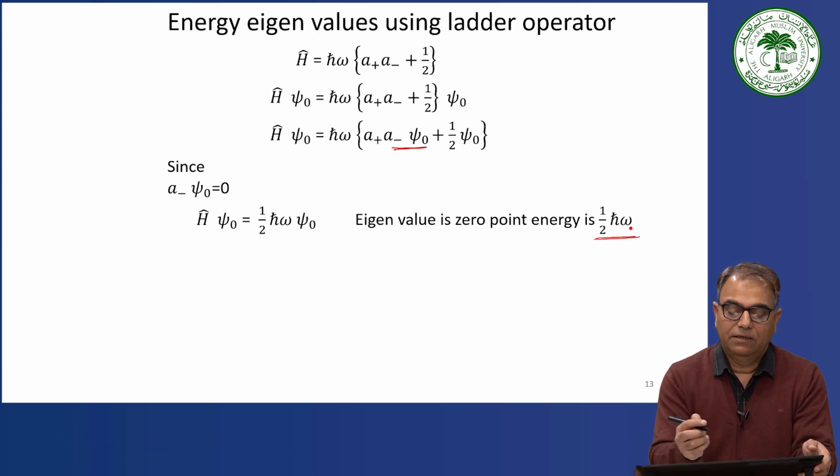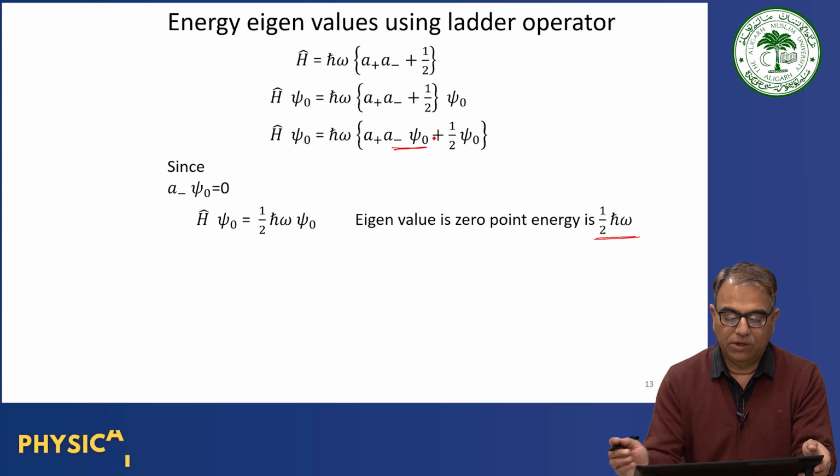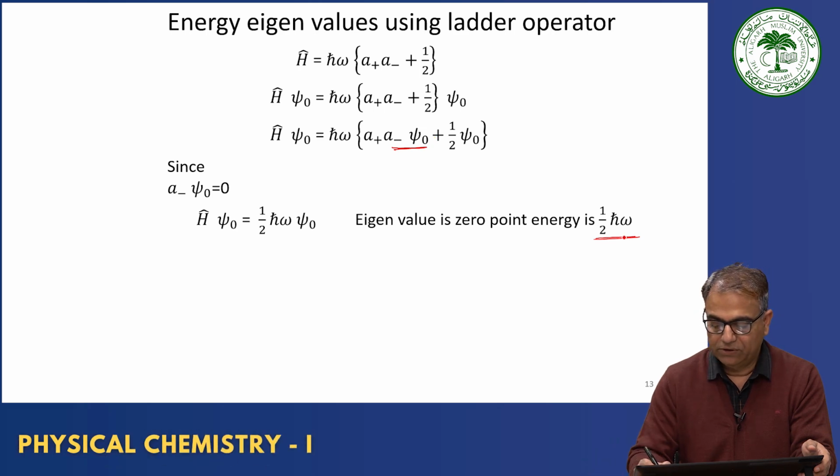It is very simple, getting the energy eigenvalue. Just write the Hamiltonian in terms of the ladder operator and then use the simple logic that when a minus operates on psi 0, the function should be 0. The value a minus psi naught should give you 0, because no quantum state should exist below the ground state energy level. So, we have found this one.